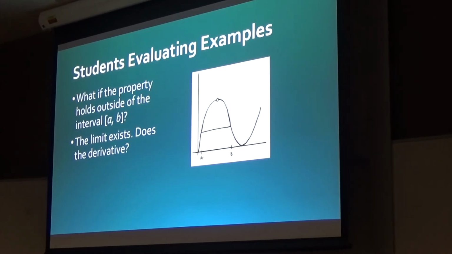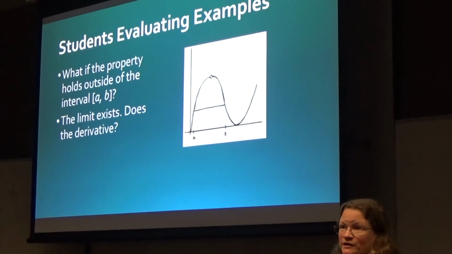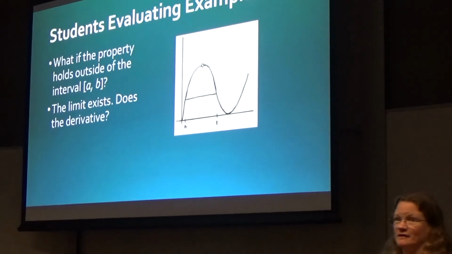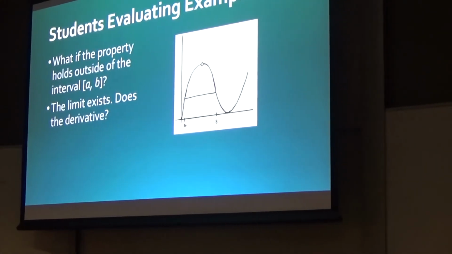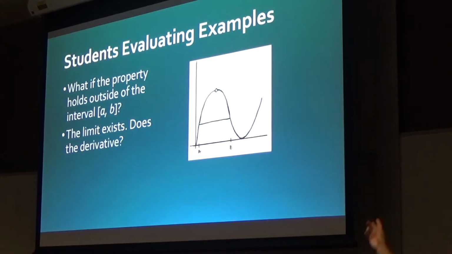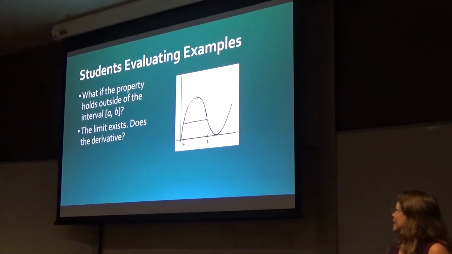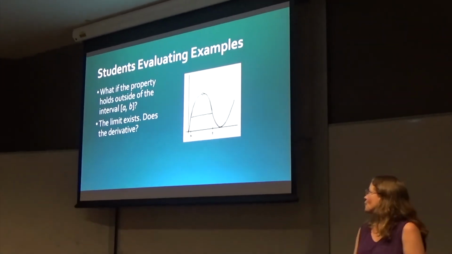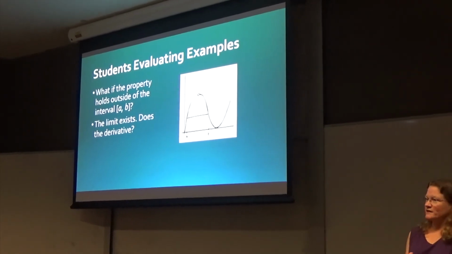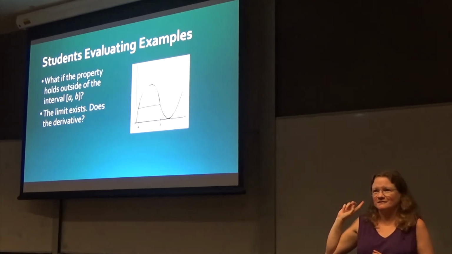And she asked the students, do all of these examples violate this property of being able to find a slope of a tangent line being the same as the slope of a secant line? And one of the students says this one does not. So the students are doing the evaluation process. And one said, but wait, it does outside the interval from A to B.